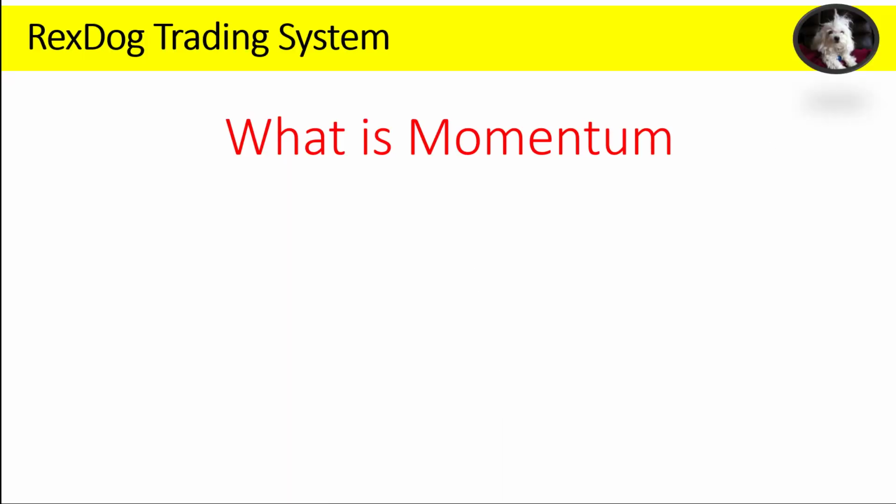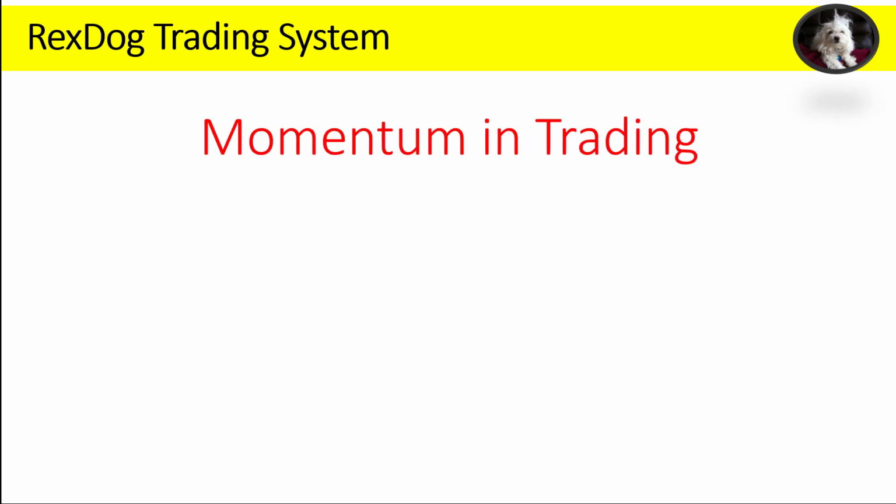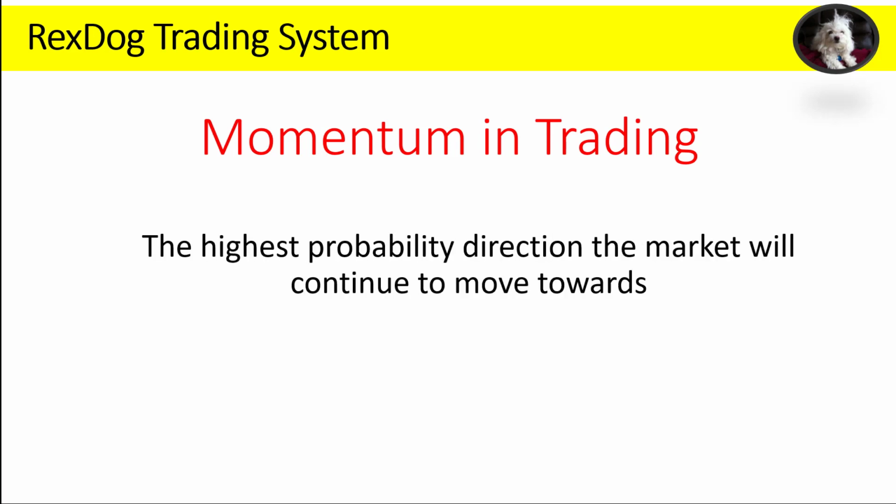So let's move on and talk about what momentum is. We're going to do the standard thing. What's the definition of momentum? Well, momentum is a physics term. It refers to the quantity of motion that an object has. If an object is in motion, on the move, then it has momentum. We're not going to dwell on this actual definition because the definition of momentum in trading is really what's important. Momentum in trading is the highest probability direction the market will continue to move towards. That's how we want to think about momentum.